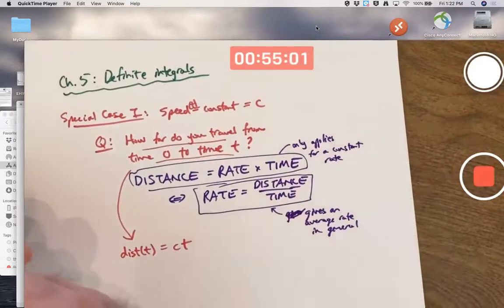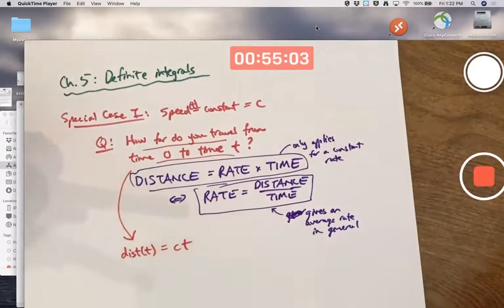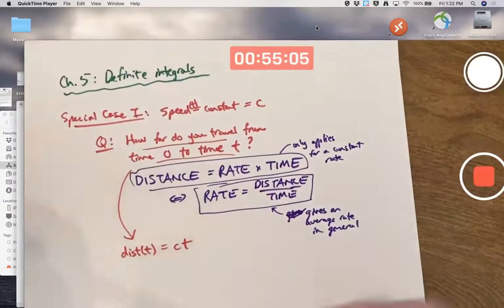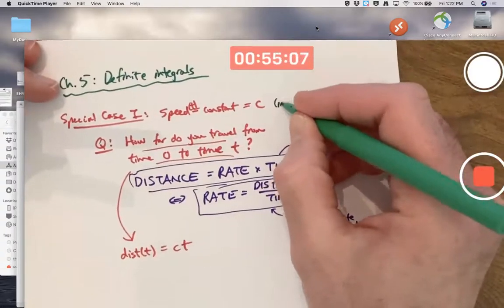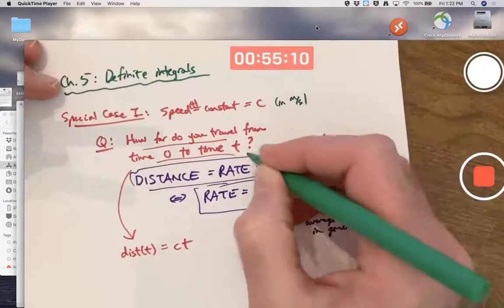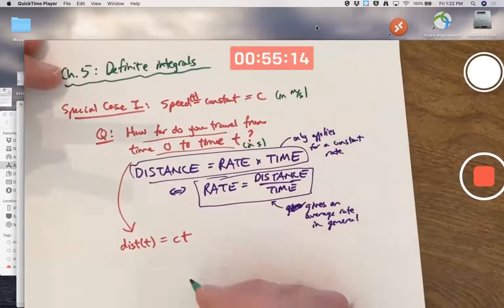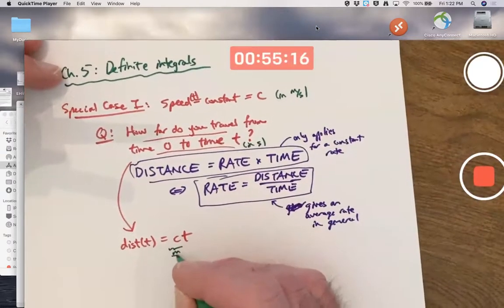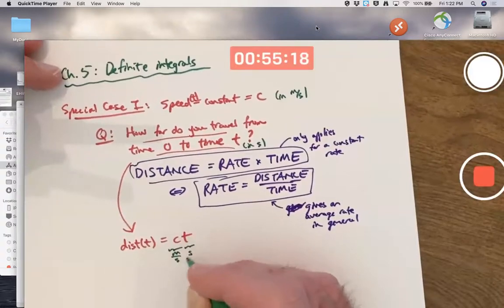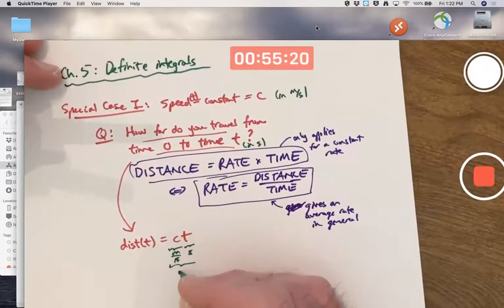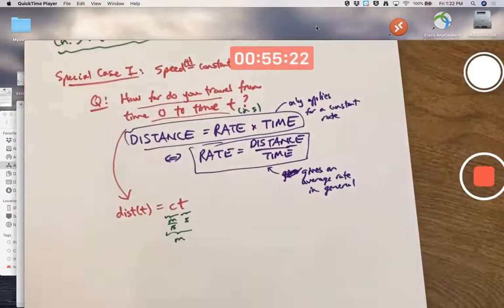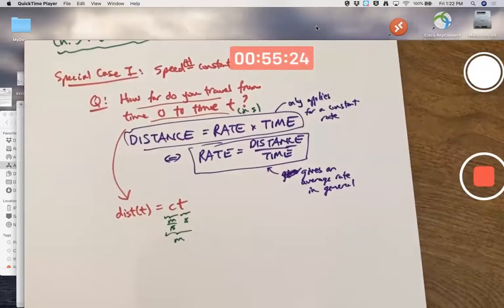Of course, in real life, you'd want to use units. And the common unit for C would be, say, meters per second, and the common unit for t would be, say, seconds. So this would be meters per second times number of seconds elapsed. The seconds would cancel, giving you an answer in meters. But of course, you could use different units if you're thinking about a different situation.